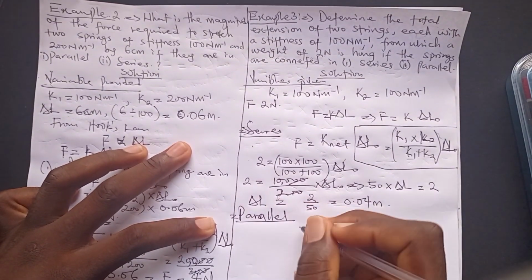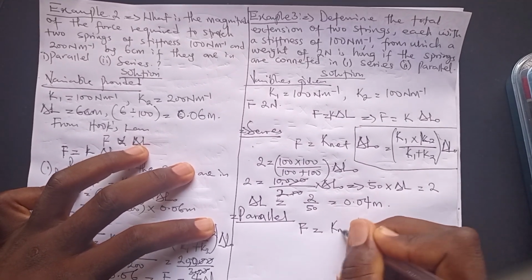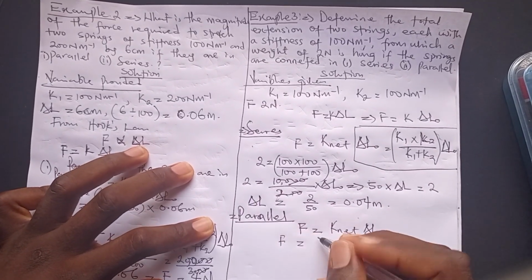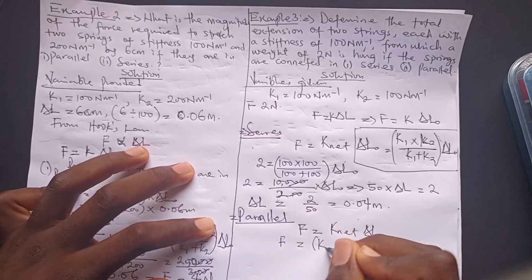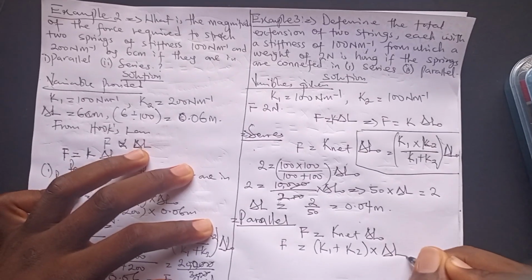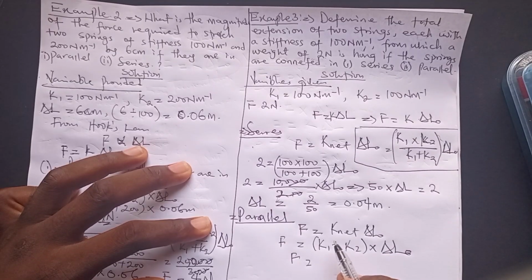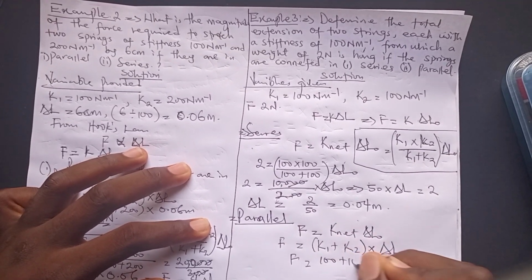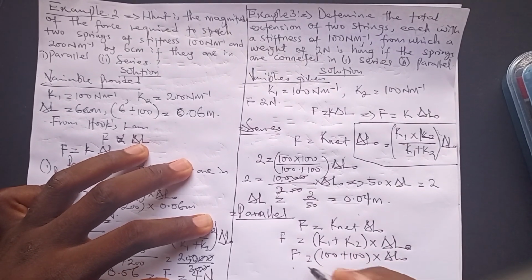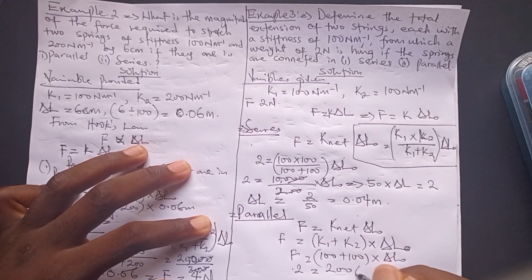So when they are connected in parallel, the formula to calculate is F equals K net times change in L, and F is equal to K1 plus K2 times change in the original length. So F will be equal to K1 is 100 plus K2 is 100 times change in L. If we substitute the value for F, which is 2, we have 2 equals 200 times change in L.